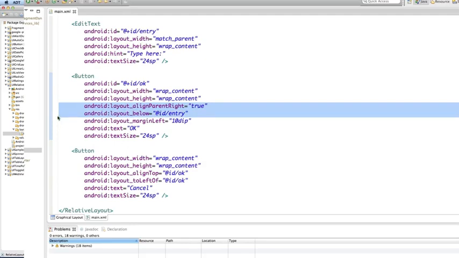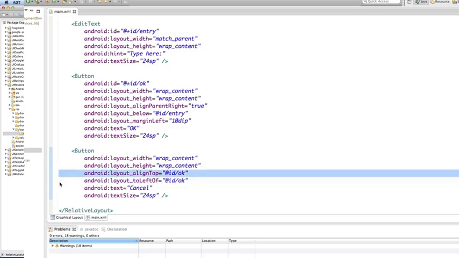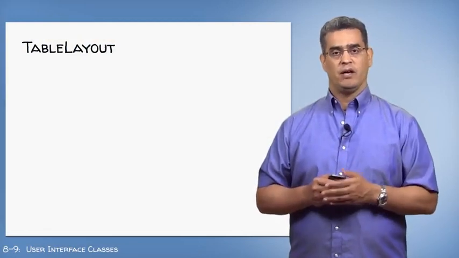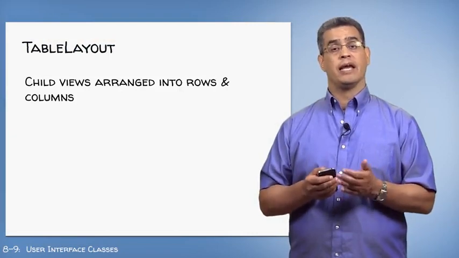Now the Cancel button says that it should be aligned to the left of the OK button, and that its top should be aligned with the top of the OK button. So putting all those constraints together then, Android is able to come up with the layout that you saw when we ran the application. The next layout is a table layout. With a table layout, child views are arranged into rows and columns.